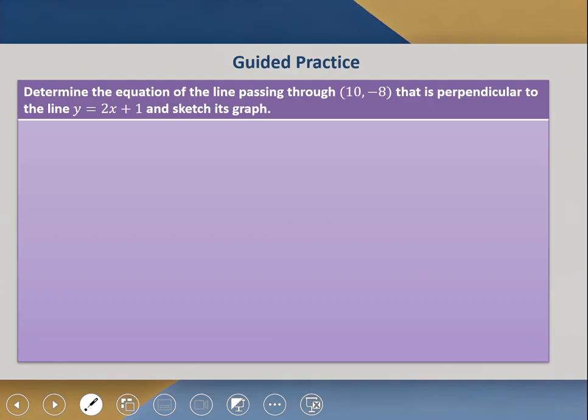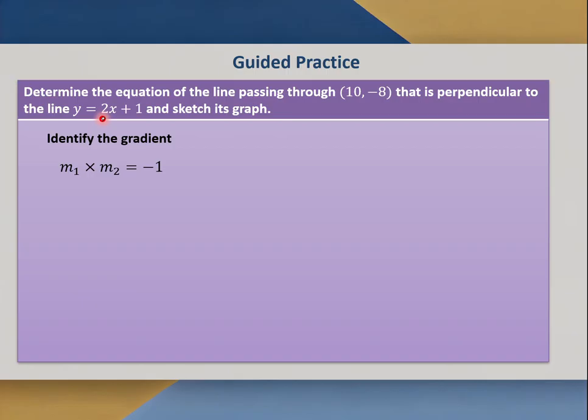Determine the equation of the line passing through (10, -8) that is perpendicular to the line y equals 2x plus 1, and sketch its graph. So the first thing we need here is to identify the gradient. The rule for a perpendicular gradient is m1 times m2 is equal to -1. So the gradient we're given at the moment is 2.